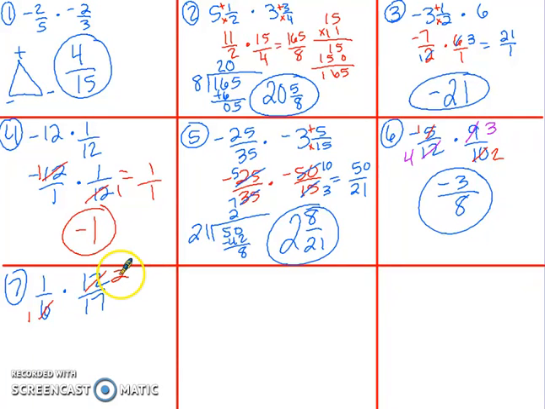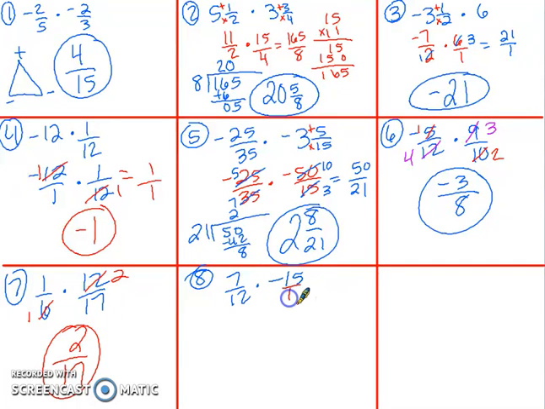Now I multiply. 1 times 2 is 2. 1 times 17 is 17. My answer is 2 over 17. Number 8. 7/12 times negative 15. I'm going to put negative 15 over 1 to make it a fraction. Then I'm going to see if anything will simplify. I have a 12 on bottom and a 15 on top. I know that 3 will go into both of those numbers. So I'm going to divide 12 by 3 is 4. 15 divided by 3 is 5.